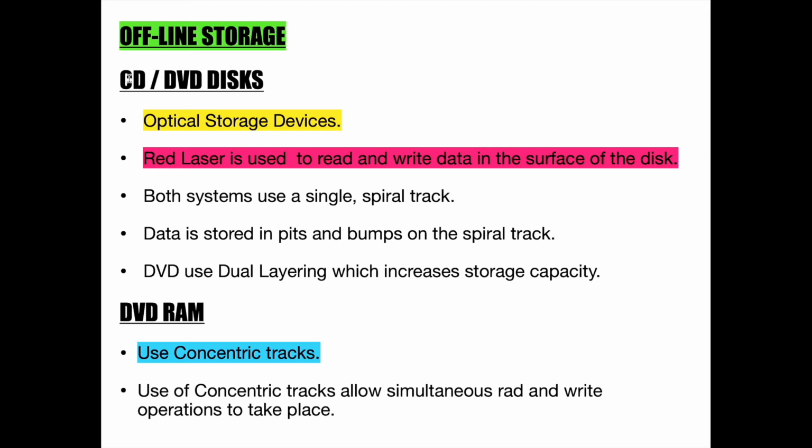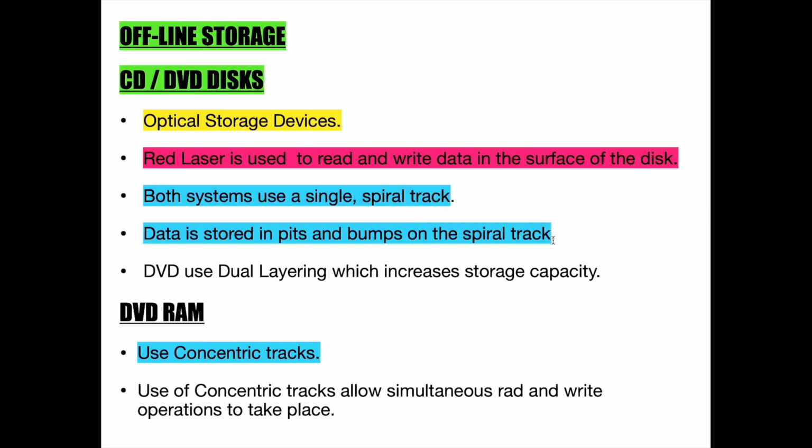The first one of these devices are the CD or DVD drives. The CD and the DVD are optical storage devices. A red laser is used to read and write data in the surface of these types of disks. Both these systems use a single spiral track. Data is stored in pits and bumps on the spiral track. DVD use dual layering, which increases storage capacity.